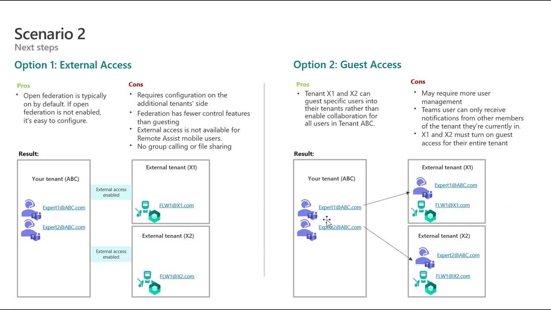But this also means that when expert 1 is using Teams in the ABC tenant, they might not get incoming calls from people who are collaborating with them in the X1 tenant.